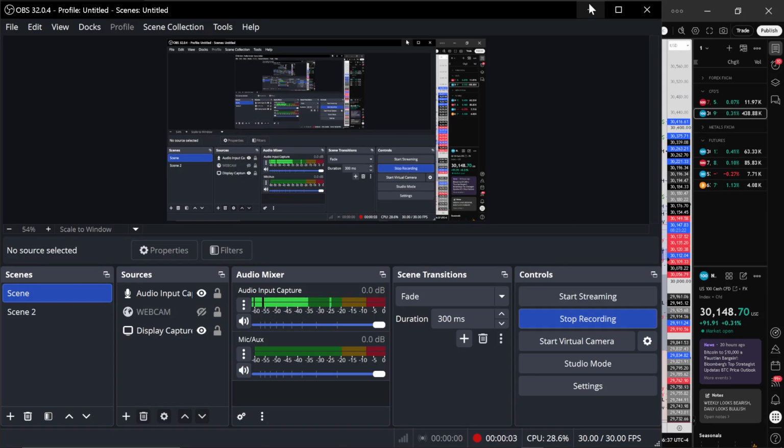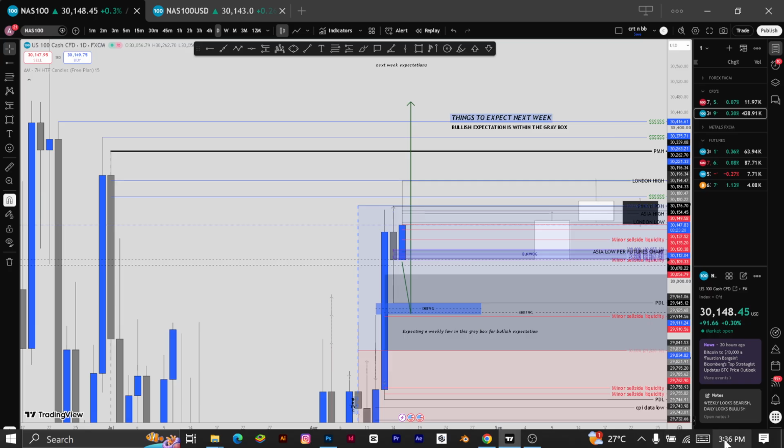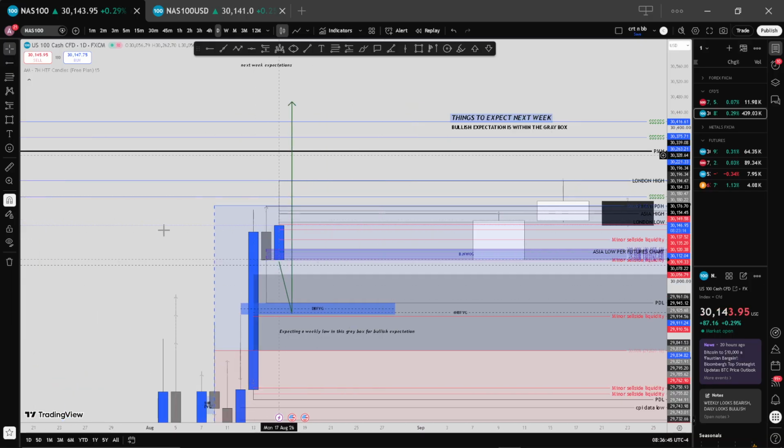Okay, so today is Monday, August 17, 2026. So let's take a look at what will happen in this day. So right here on CFD, you can see we don't have any wick down here, so this pair just opened and started trading to the upside.